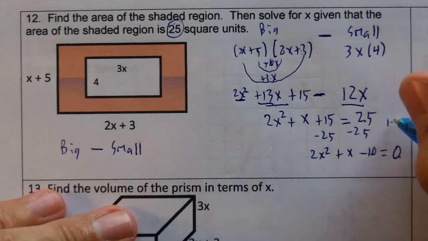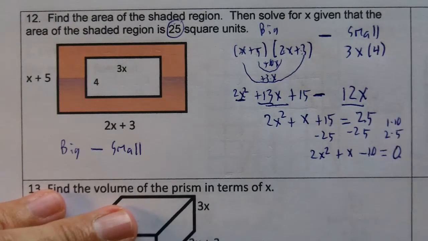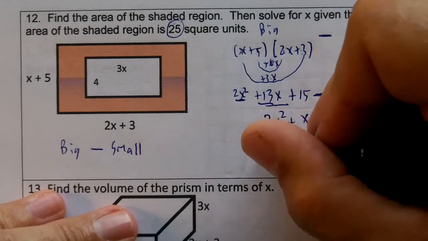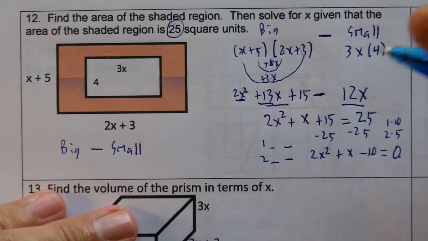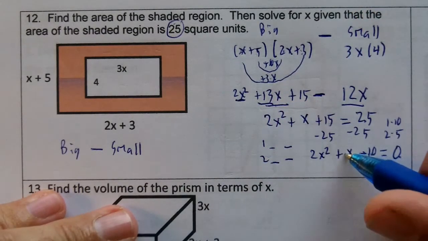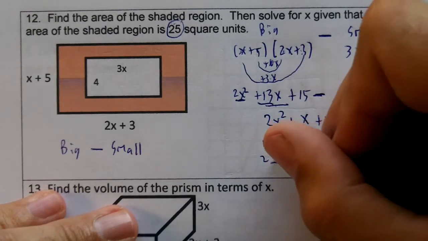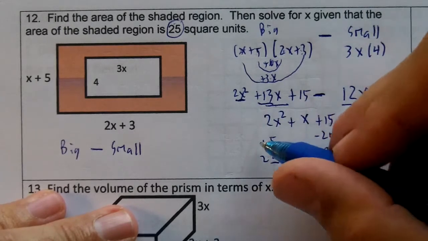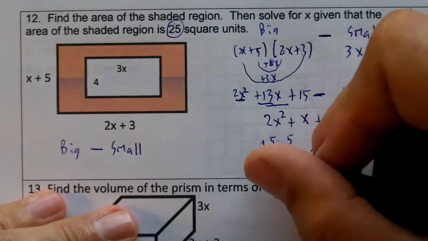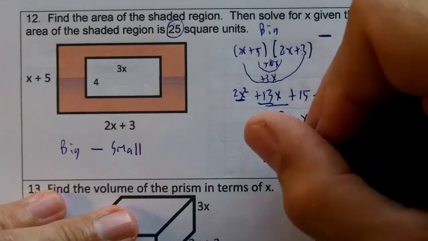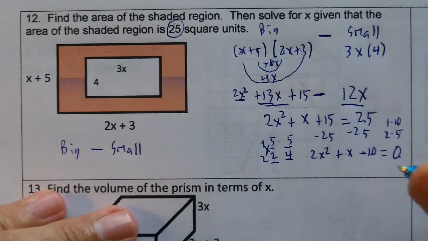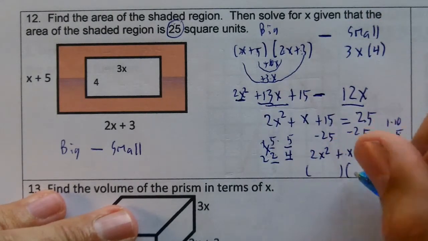My factors of 10 are 1 and 10 and 2 and 5. And my factors of 2 are 1 and 2, with the 2 blanks, aren't they? So I need to subtract and get 1. Subtract and get 1. And the 2 and 5 work. If I put the 2 here and the 5 here, 1 times 5 is 5, and 2 times 2 is 4. I'm going to draw my x, put my parentheses down here.